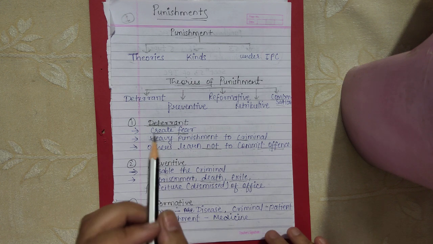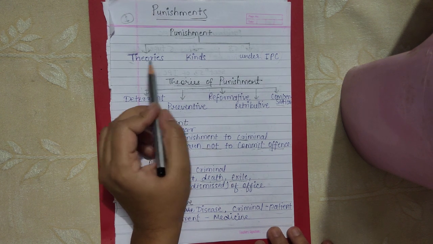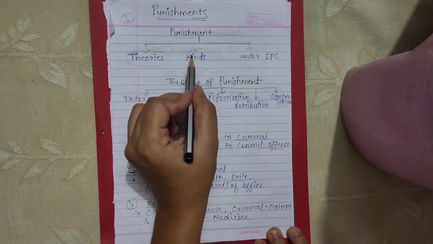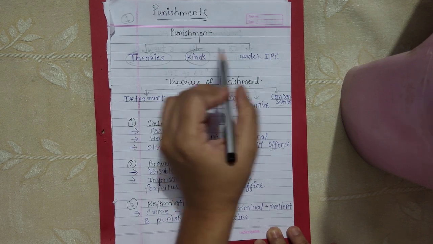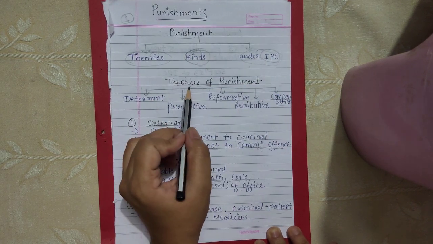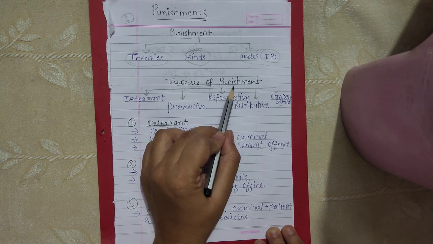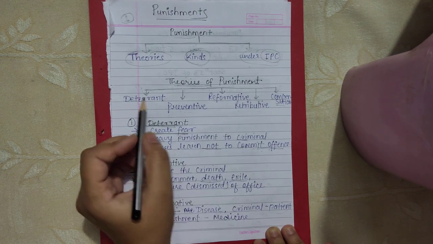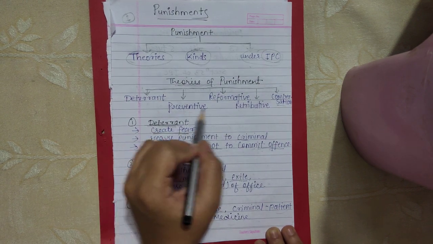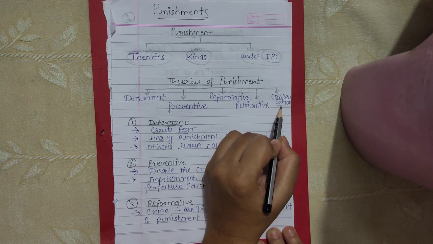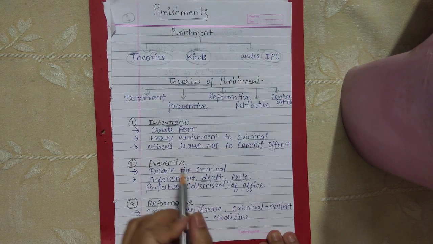So in this video, we are discussing three aspects of the punishment, that is theories of punishment, kinds of punishment and punishment under Indian Penal Code. Let's start. Theories of punishment. There are 5 different types of theories of punishment: deterrent theory, preventive theory, reformative theory, retributive theory, and theory of compensation. Let's discuss in brief.